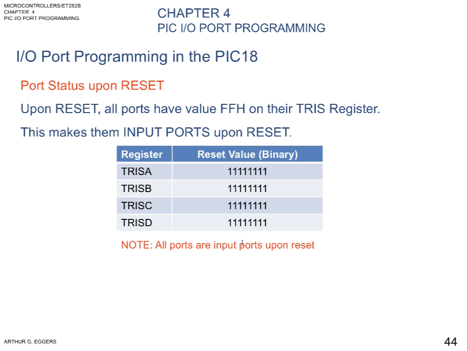If we take a look at port status upon a reset, upon reset, all ports have value FF in hex on their tri-state register. And you can see here in the table, upon reset, this makes all input ports the same, all ones, all ones, all ones. Note, all ports on the input ports are then reset.